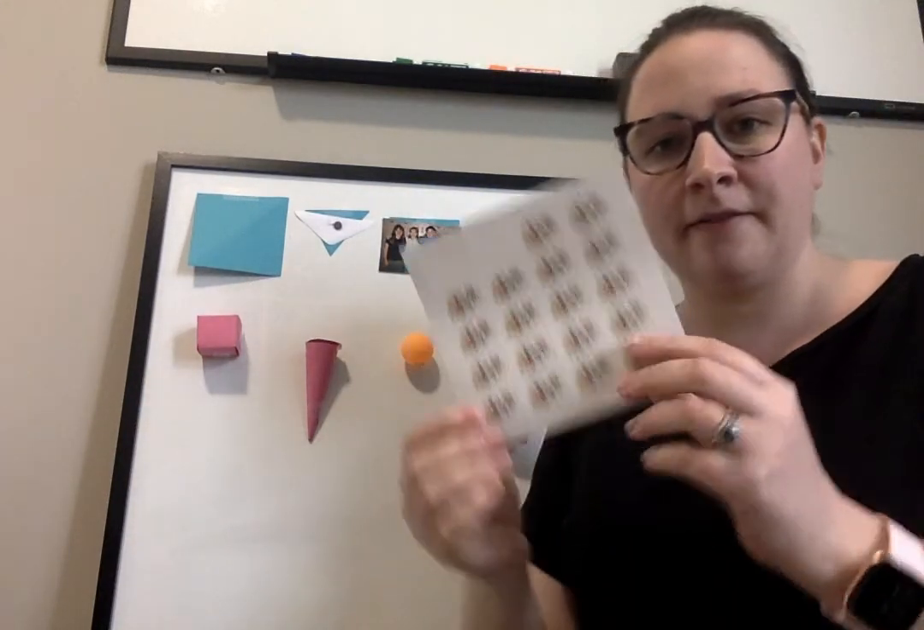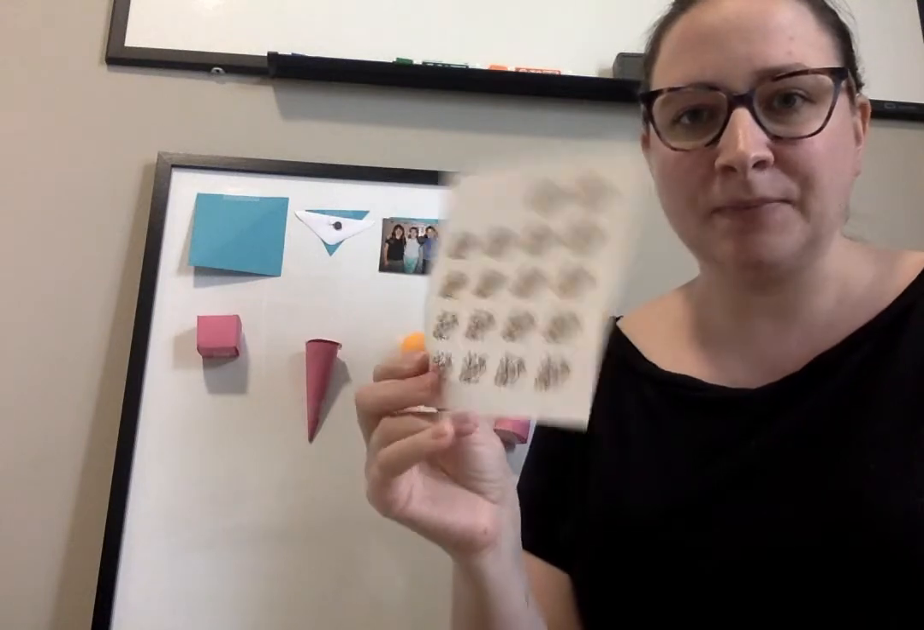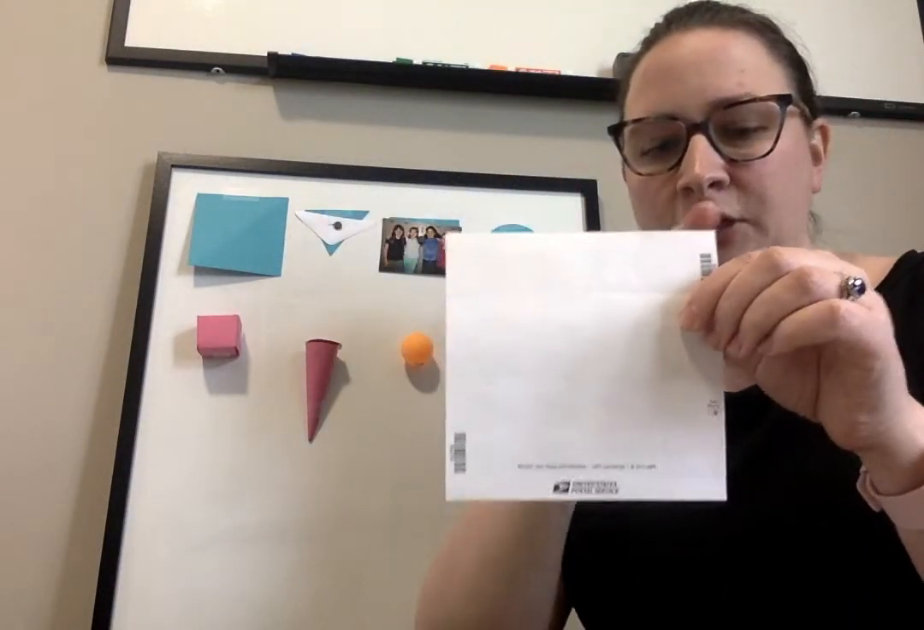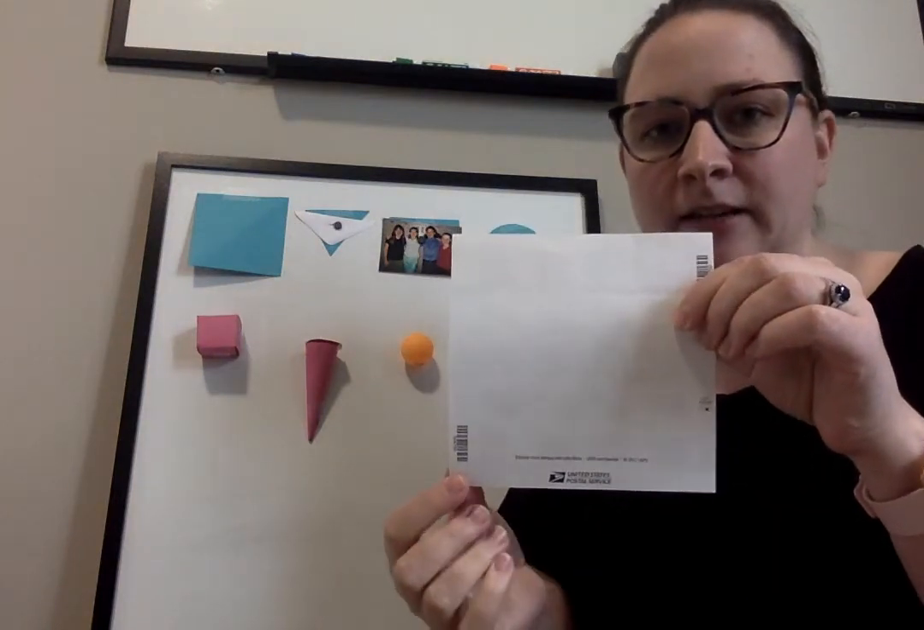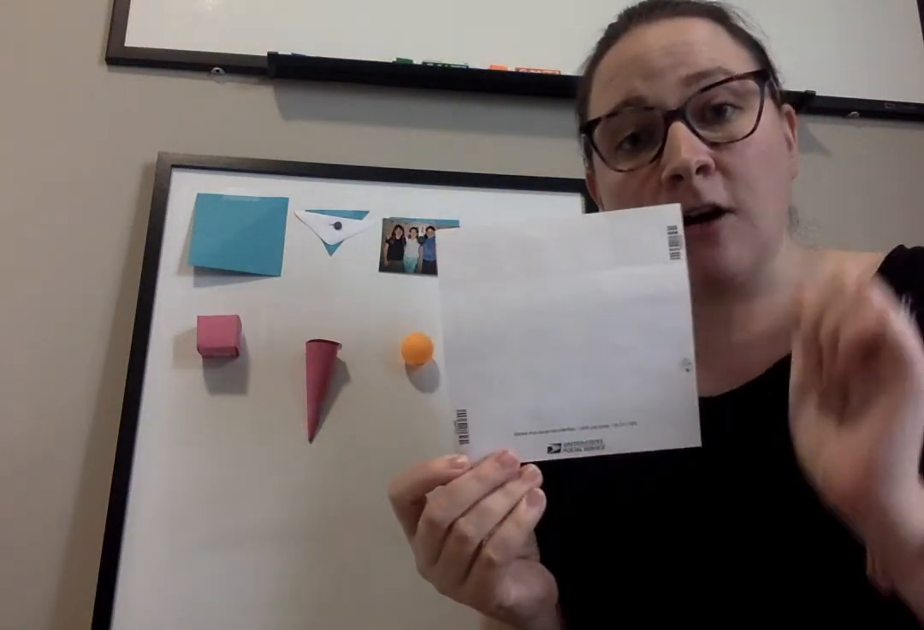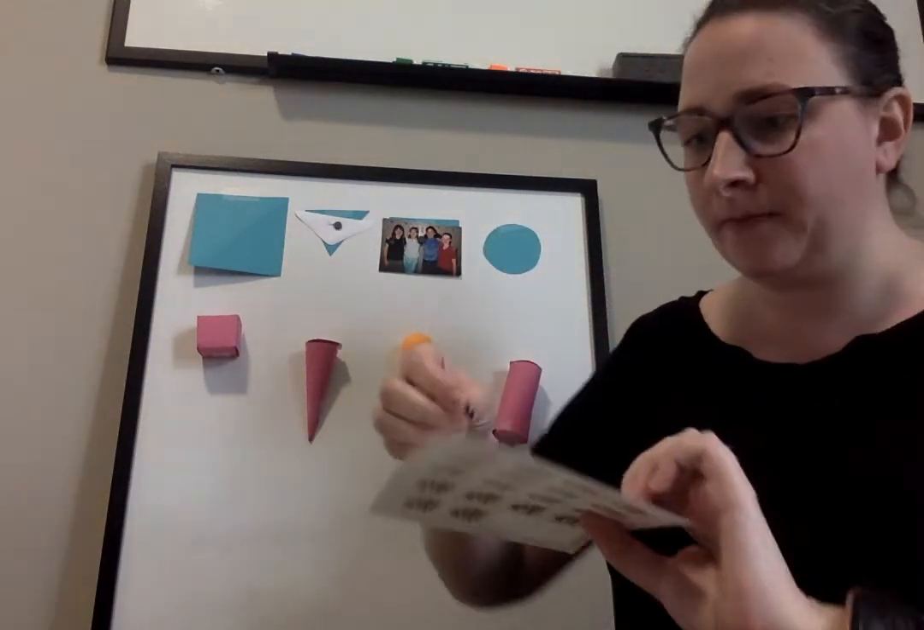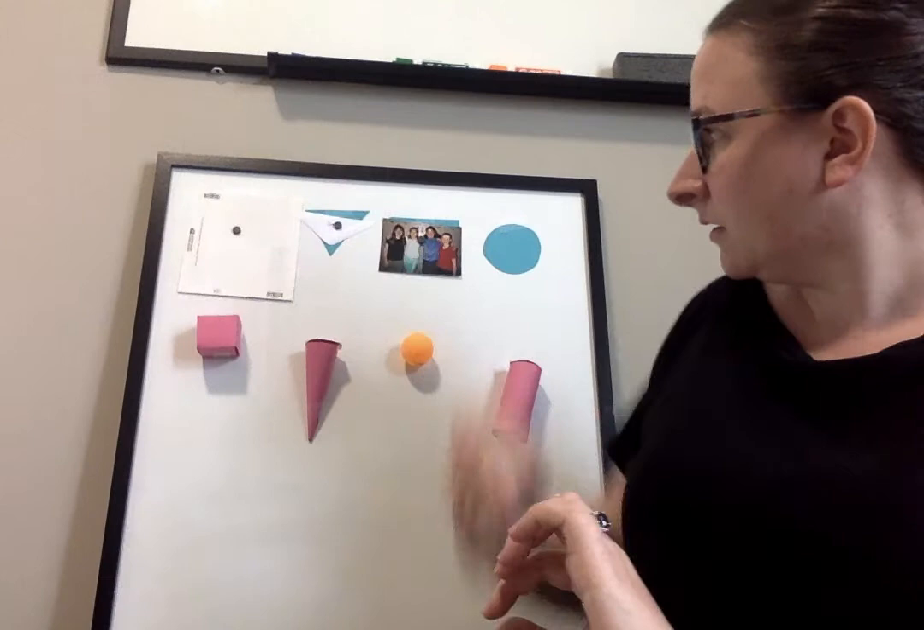Okay, I have some stamps on a piece of paper right here. Now this has 1, 2, 3, 4 sides and 4 corners, and they're all the same size. So that means it has to be a square. So put that right up there.